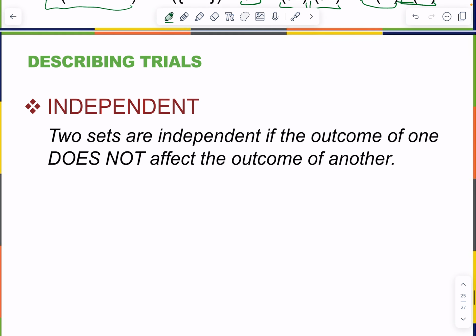Now, independence can also be used to define independent trials. If the outcome of one does not affect the outcome of the other, that's the idea. Generally speaking, if the sets refer to a different trial that does not depend on the trial before it, then they're going to be independent.